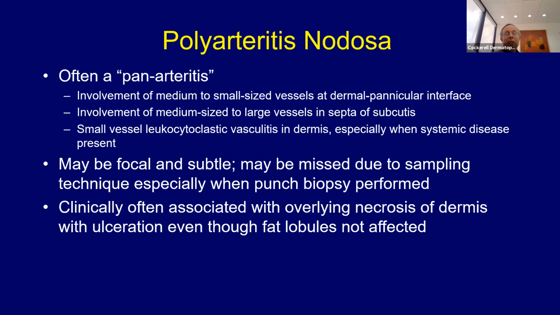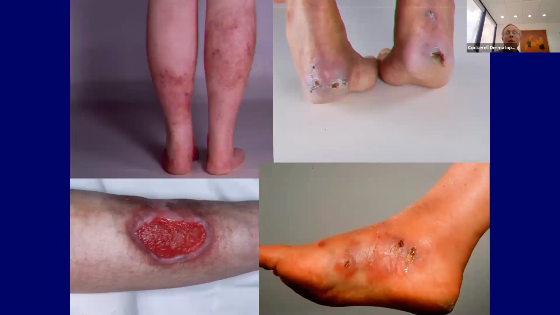And then you've got to really cut in there beneath the fat and make sure you get some fat that comes out of there as well, because if you just pull it up, you may only get some dermis again. So again, that's polyarteritis nodosa. It can give you a lot of different clinical manifestations.